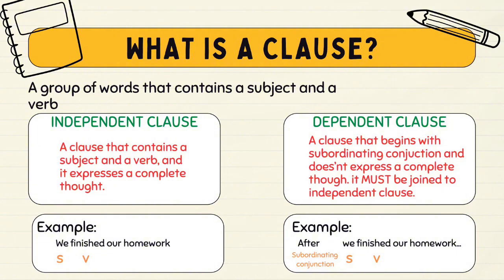And then dependent clause is a clause that begins with subordinating conjunction and doesn't express a complete thought. It means that a dependent clause cannot stand alone by itself. It must be joined to independent clause. For example, after we finished our homework. The sentence began with subordinating conjunction after, and the meaning of this sentence is still incomplete, so it needs independent clause.